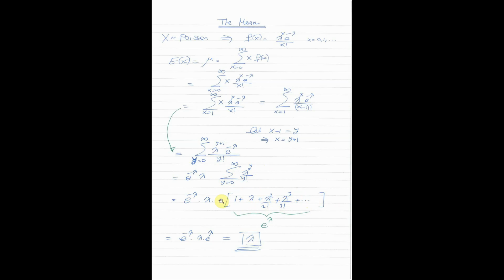This is basically the Taylor series expansion for e to the power of lambda. We know from our previous knowledge that e to the power of lambda is equivalent to this summation, or this expansion. So the whole summation here is equivalent to e to the power of lambda. So the whole expression becomes e to the power of minus lambda as it is, times lambda as it is, times e to the power of lambda. The first and the last terms are equal to 1, so only lambda is remaining. We are only left with lambda.